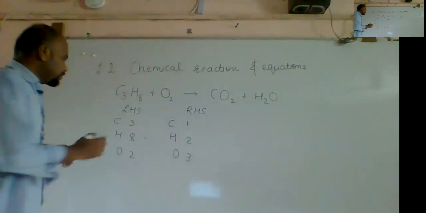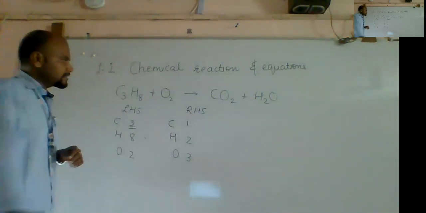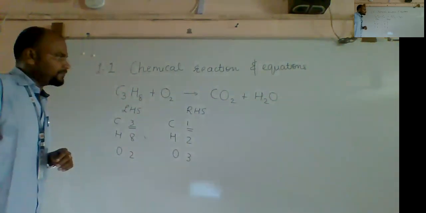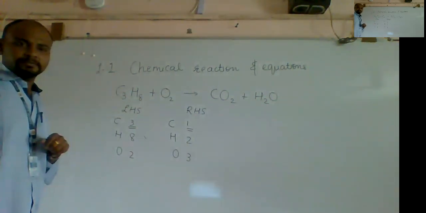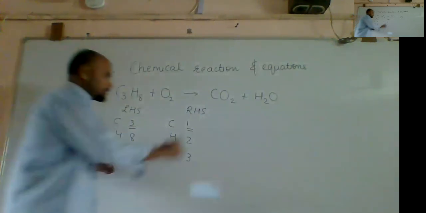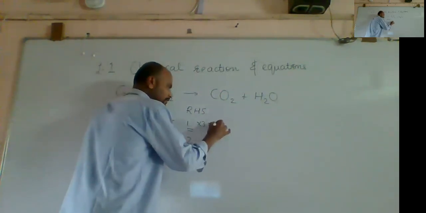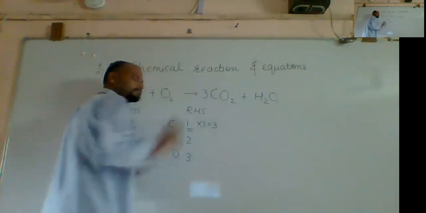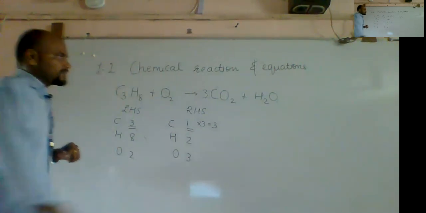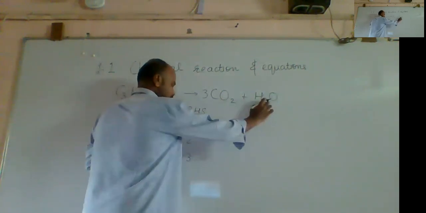Moving on over here, if you see carbon, carbon has 3 atoms on the reactant side, whereas on the product side, there is only 1 carbon atom. So in order to balance the carbon atoms, we put a prefix 3 in front of carbon dioxide, it makes the number of carbon atoms 3. Now, on placing the prefix 3, as you can see the number of oxygen atoms has increased: 2 threes are 6, 6 plus 1, 7.